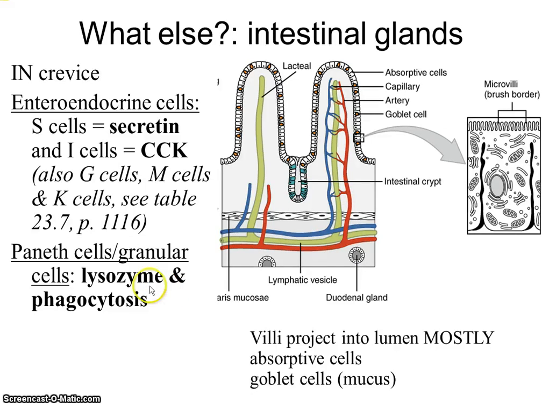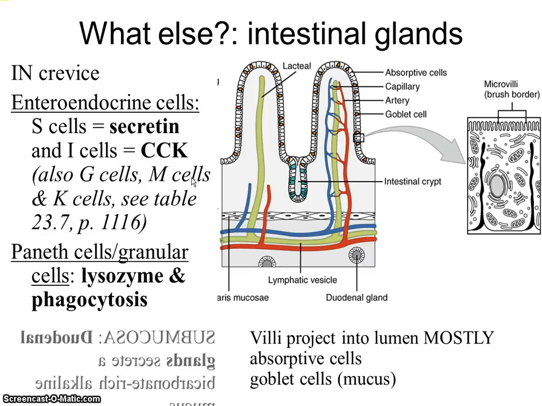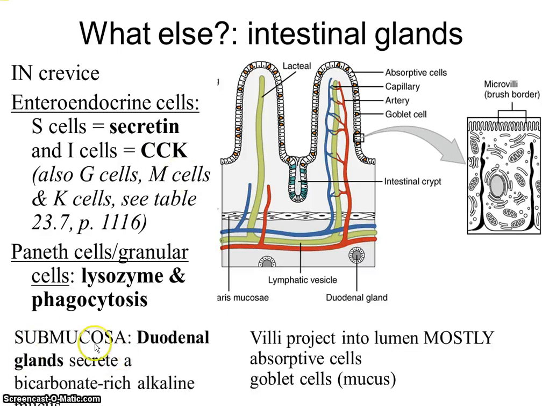When we looked at the M cells when we were in the lymphatic chapter. The submucosa contains duodenal glands in the duodenum, which secrete a bicarbonate-rich alkaline mucus. And of course, remember, the duodenum is the first tube after the chyme leaves the stomach. And after it leaves the stomach, it's going to be a very, very low pH.